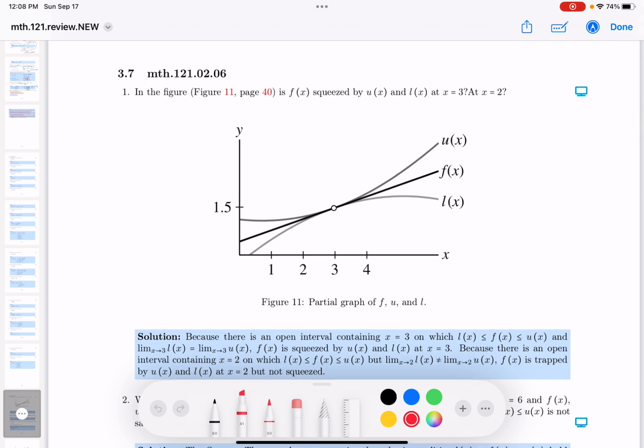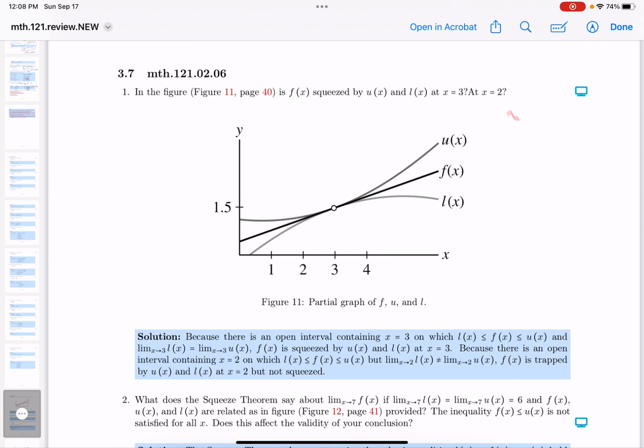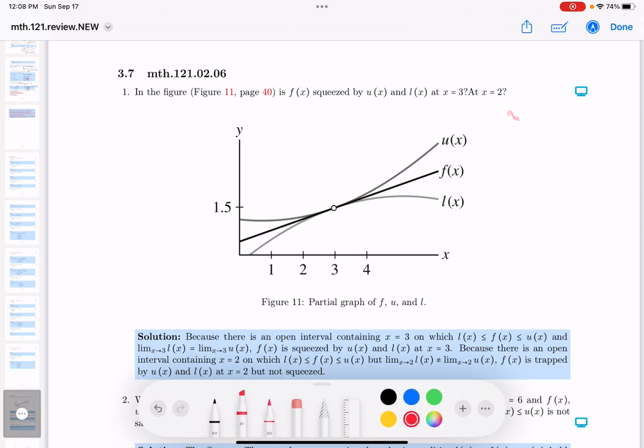So at 3, maybe I shouldn't say at 3, but let's put down x equals 3. Just give me one moment. We'll do x equals 3 first. And what do I notice about this?